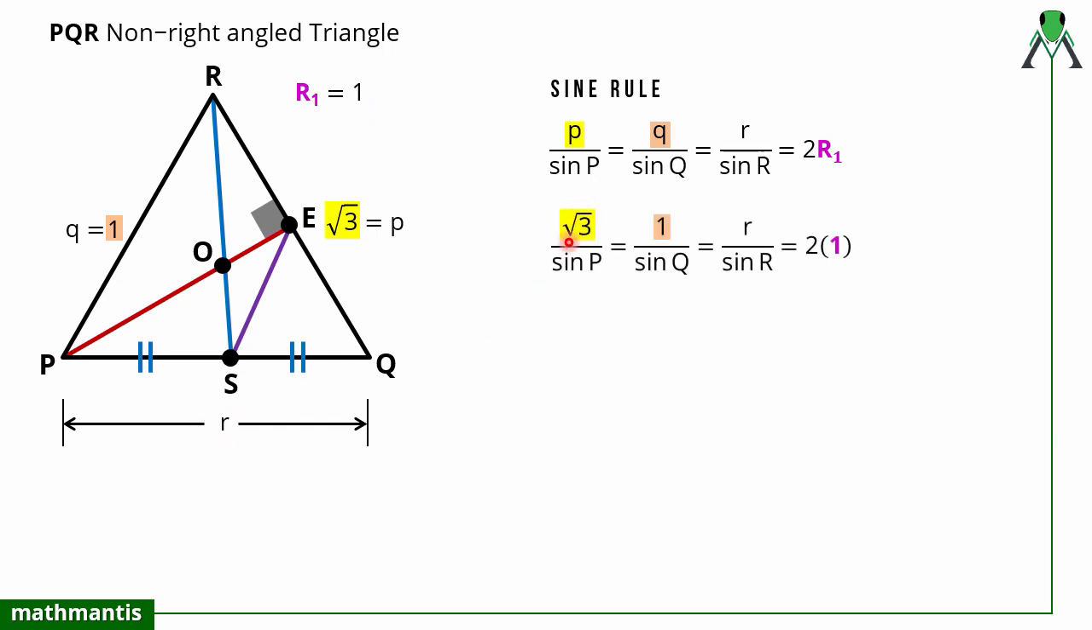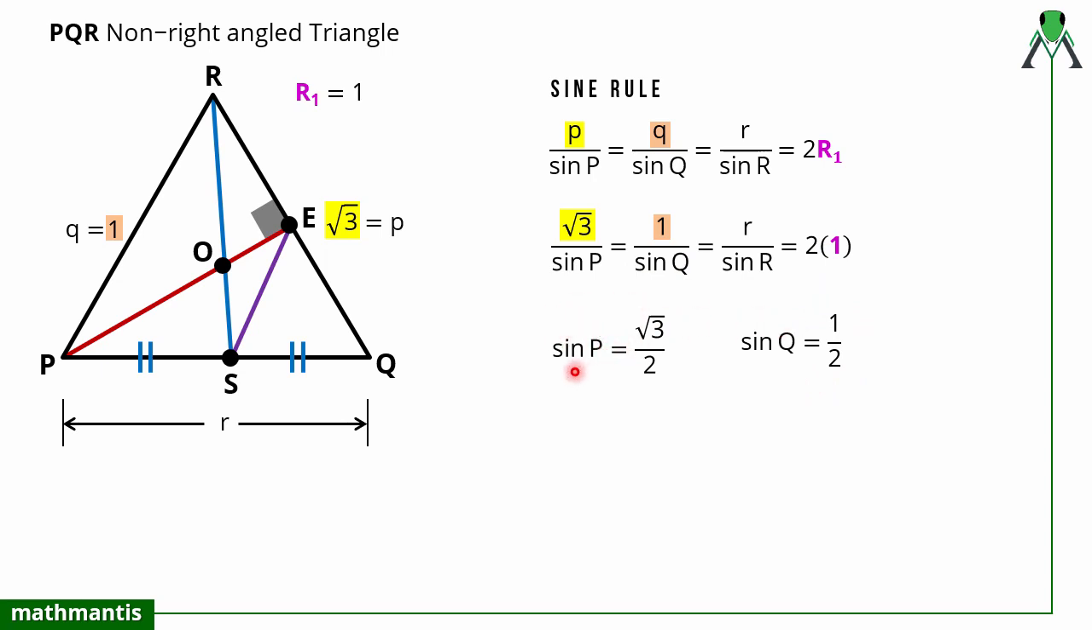So √3 by sine P equals 1 by sine Q equals r by sine R equals 2. √3 by sine P equal to 2 will give us sine P equal to √3 by 2. 1 by sine Q equal to 2 will give us sine Q equal to half. So based on this we can find angles P and Q.